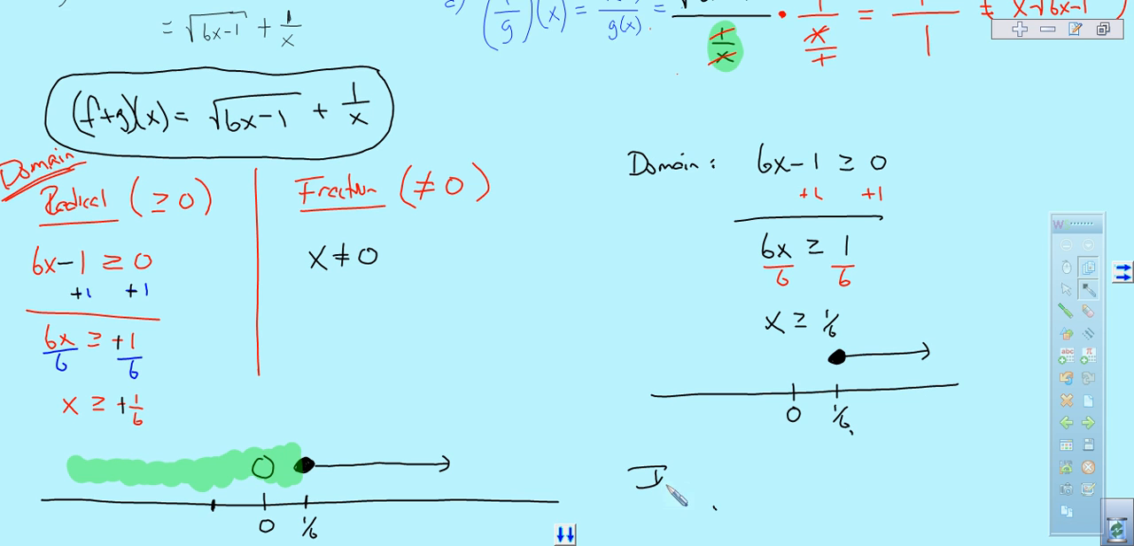In interval notation, which is what my math lab is going to want, I would start at 1/6 and go to infinity. That will be my domain for that function. All right, so that wraps up function operations. We'll go on. We've got a couple more videos for this section.